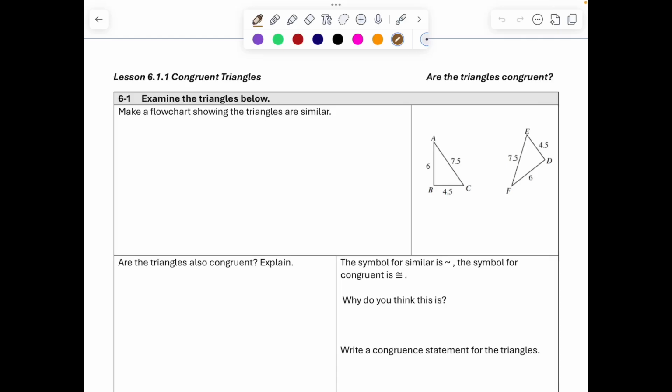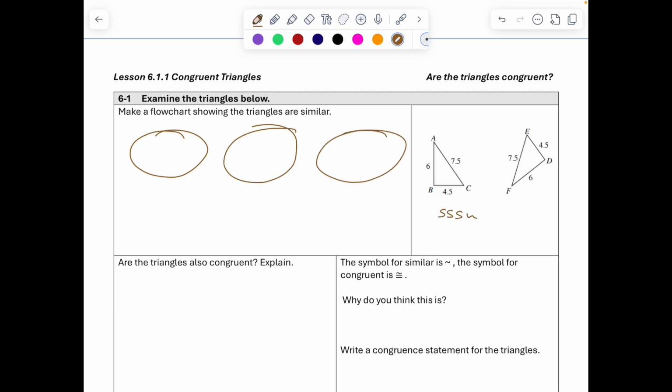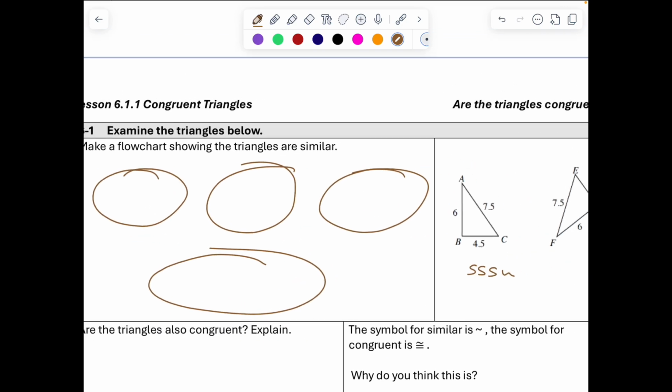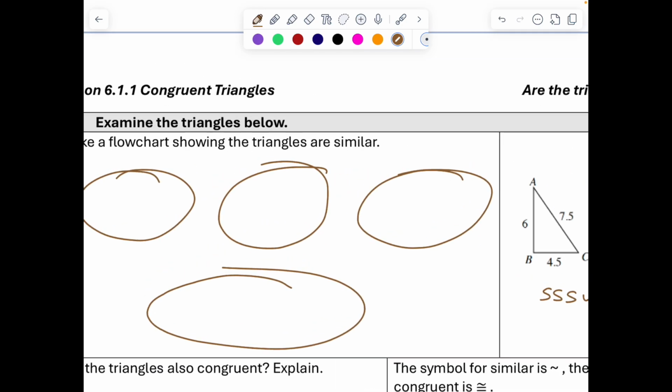This is lesson 611, congruent triangles. We're going to look at the triangles below and make a flow chart showing that the triangles are similar. So we'll have our three bubbles here, and it looks like this is going to be side, side, side similarity. So we normally set up a ratio of the sides.